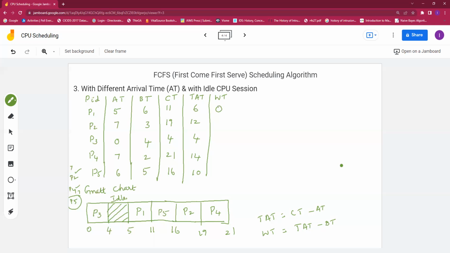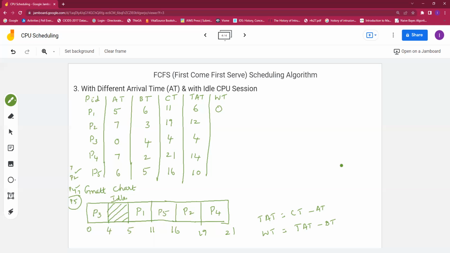Why is it 0? Because when your process P1 arrives, before that your CPU was idle. So once the process P1 comes in, it is given the CPU immediately. As you see in this Gantt chart itself, we can understand that when process P1 comes, before that your CPU was idle. That's why the process P1 has been given the CPU immediately, and that's why your waiting time for process P1 is 0.